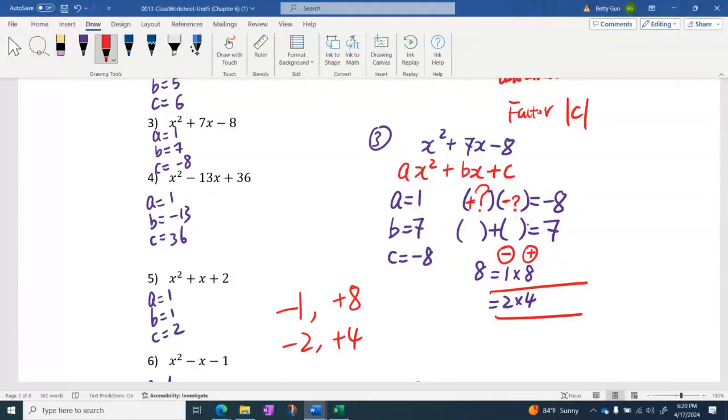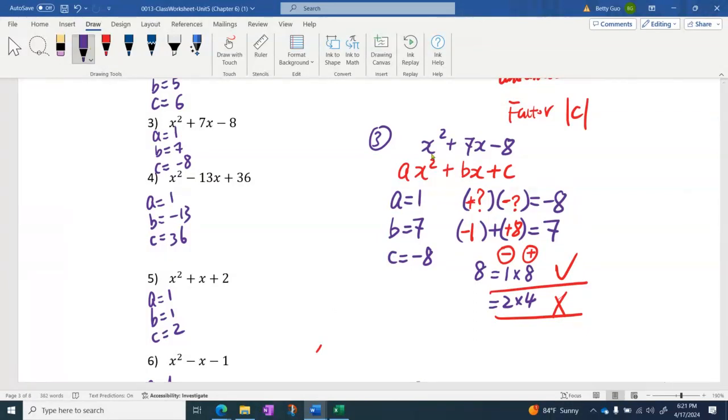-1, +8 multiply to -8. And their addition is what? Their addition is 7, right? Actually, this is the answer. And this doesn't work because although -2 and 4 multiply to -8, their addition is 2, not 7. We needed the addition as 7. So the second option doesn't work. It has to be the first one. We have -1, +8. So now we know -1, +8 multiply to -8 and add up to 7.